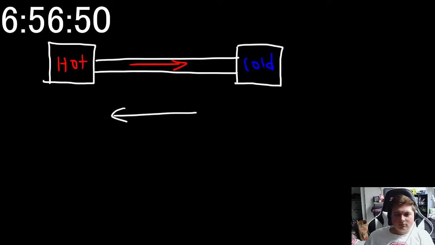Heat doesn't naturally flow from cold to hot. It just doesn't happen. The only way for you to make it happen is if you were to pump energy into the system. So, for example, a refrigerator will take heat energy from inside the fridge and pump it outside of it. And that's how a refrigerator can cool the stuff on the inside. But it takes energy to do that.